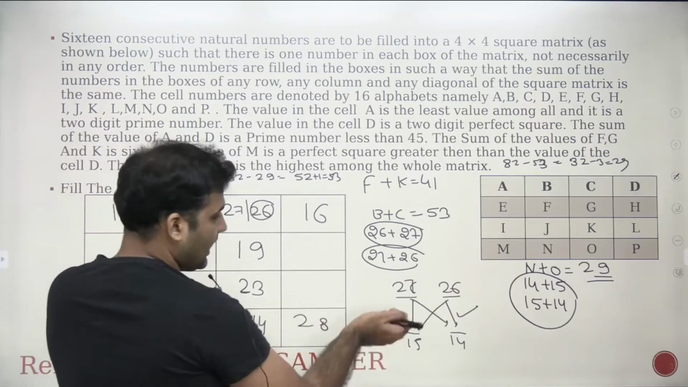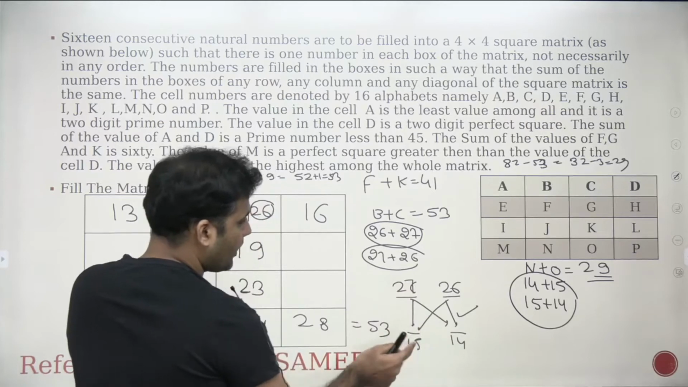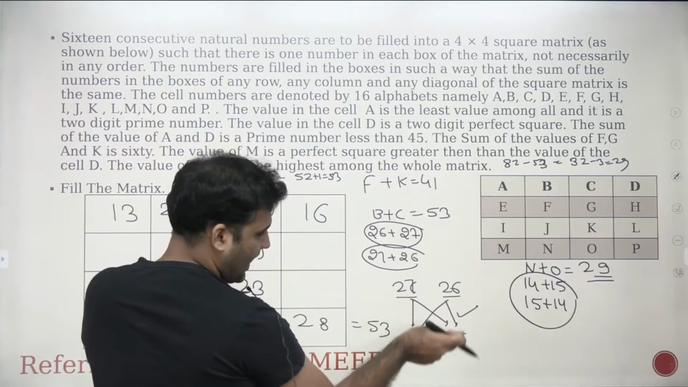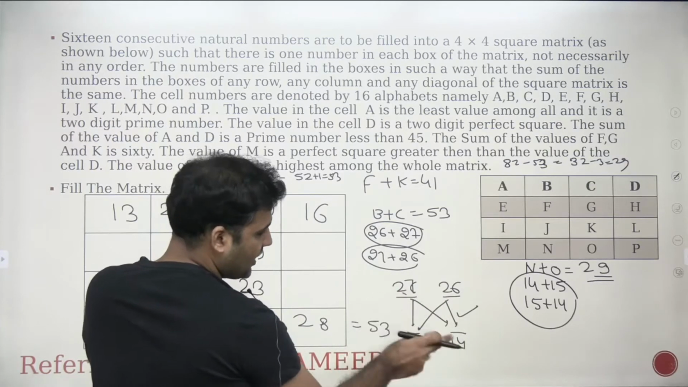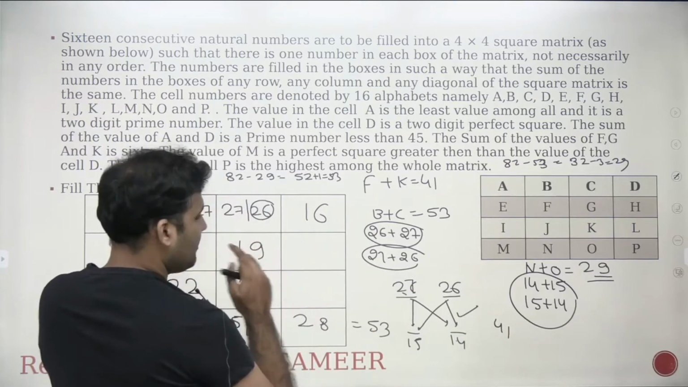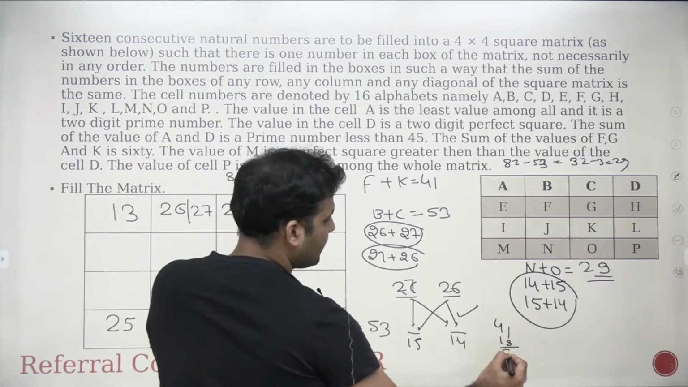Okay, what if I choose the option as 27 and 14? You see that 27 and 14, right? I have checked this case, this is working. Now I'm checking this case. 27 plus 14 is 41. 41 plus 19 is 60. Right?